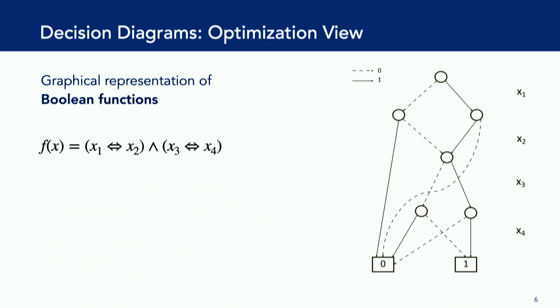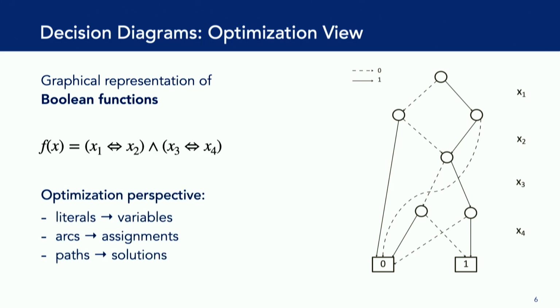And so what's the optimization view here? Rather than having Boolean variables, we have numeric variables for optimization. So the literals or the Booleans will become the decision variables, 0 or 1 rather than false and true. And the paths here will become variable assignments. And that will be your solutions indeed for your optimization problem.